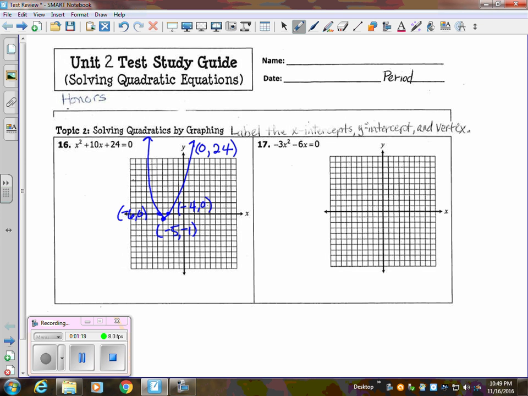You can also do that stuff algebraically. You can factor to get your x-intercepts. You can put it into vertex form to get your vertex. And you can plug 0 in for x to get the y-intercept.